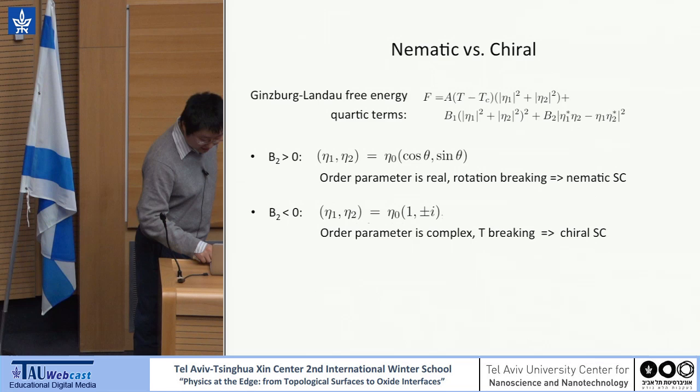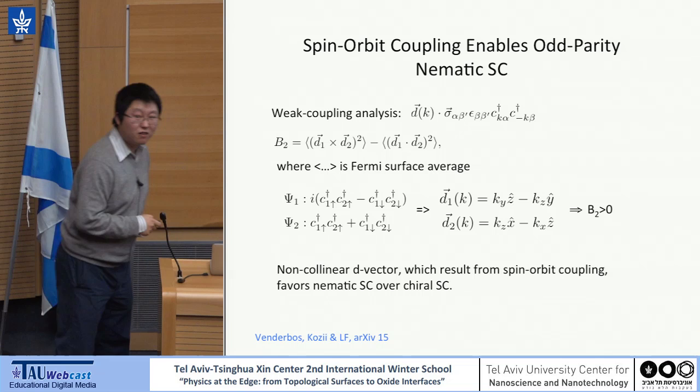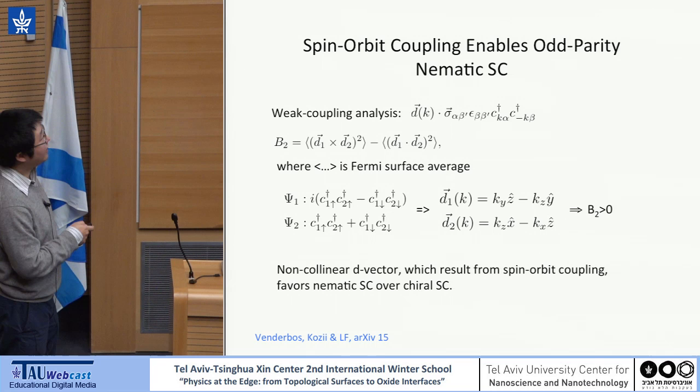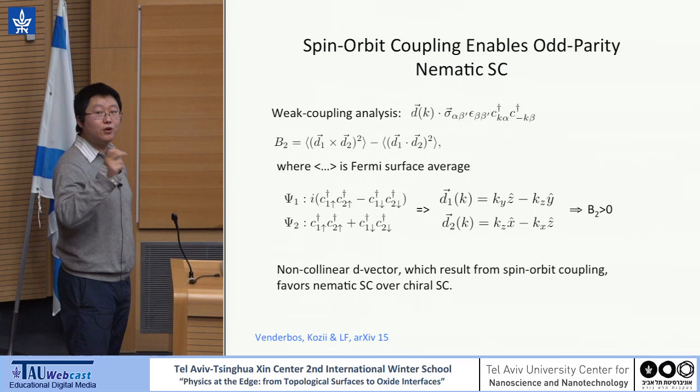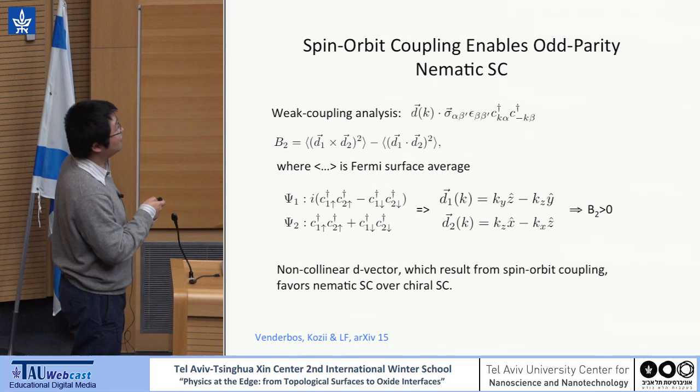And here it is. So the coefficients of the Landau-Ginzburg theory actually can be derived from a microscopic BCS theory. So within the weak coupling analysis, we can write the general order parameter in the band basis. Again, we use this d vector notation. The d vector tells us the orientation of the pseudo spin as a function of momentum. So we found that actually this crucial coefficient B2 can be written entirely using the average over the Fermi surface of how the d vectors of the two components, the cross product and the inner product, behave.